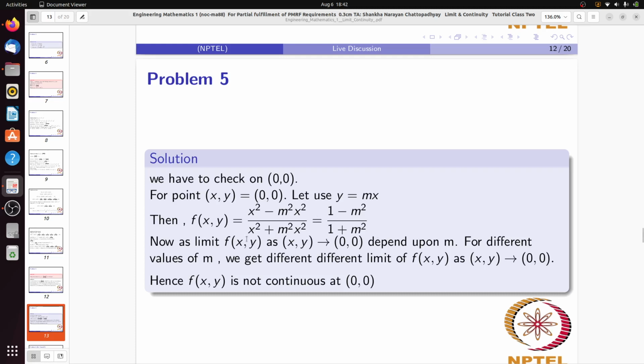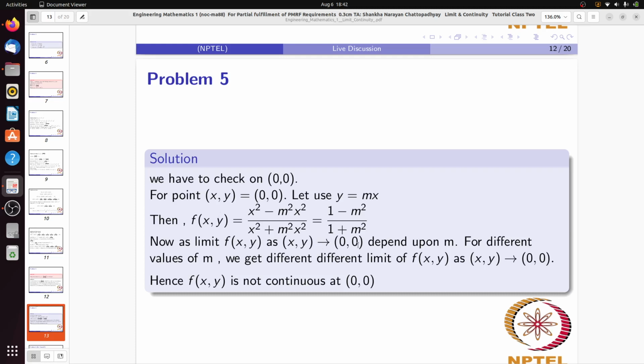Now the limit of f(x,y) as (x,y) tends to (0,0) depends upon m. See, if you put m equal to 1, then this value is equal to 0. If you put m equal to 2, then this value is (1 minus 4) by (1 plus 4), so it will be minus 3 by 5. So we see that the limit is not unique, but we know that if the limit exists, then it must be unique.